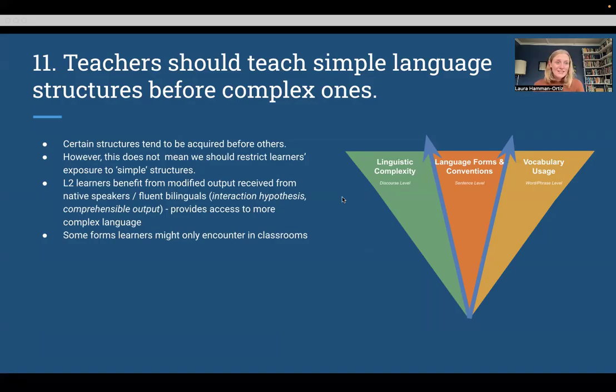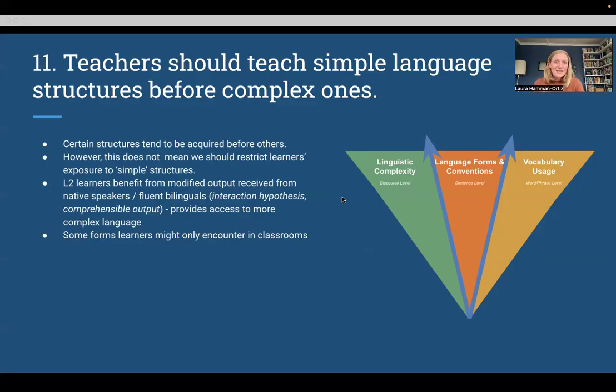We also know that second language learners benefit from the modified output that's produced by native speakers or fluent bilinguals or other more proficient peers. So that again speaks to the interaction hypothesis and the importance of comprehensible output, and that through that interaction, they get access to more complex language forms. There's a negotiation of meaning. So there are other ways for input to become comprehensible when learners are receiving that from their peers or from others that they're engaging with in interaction.